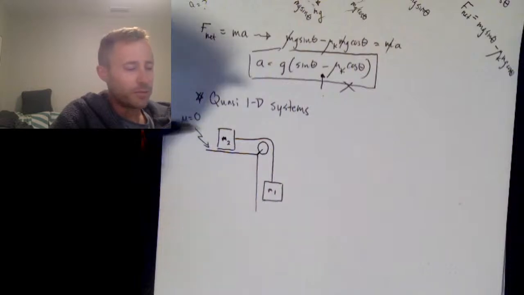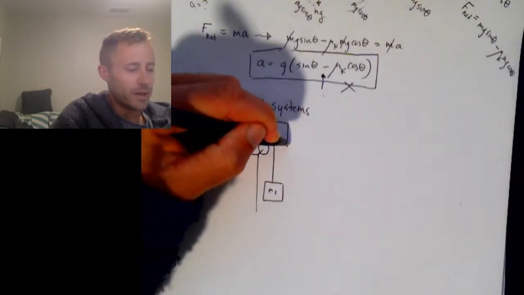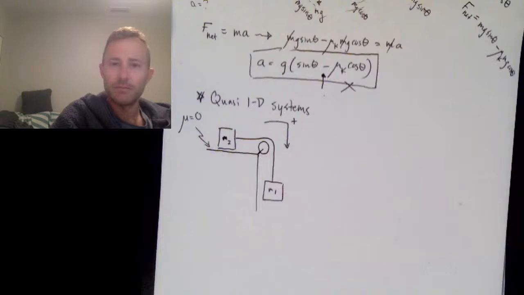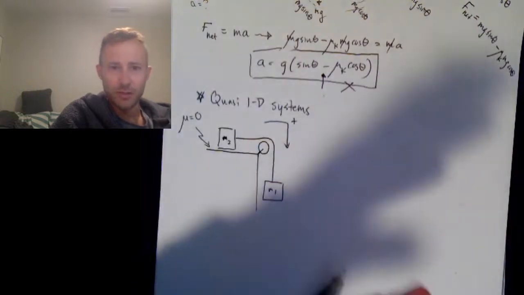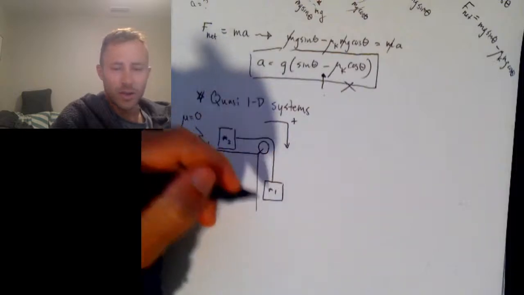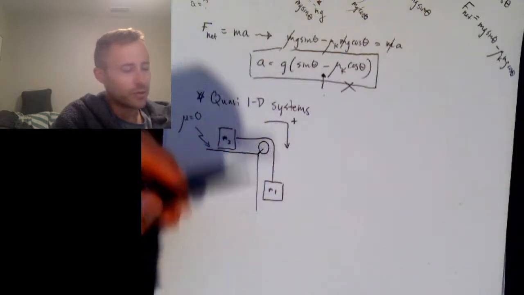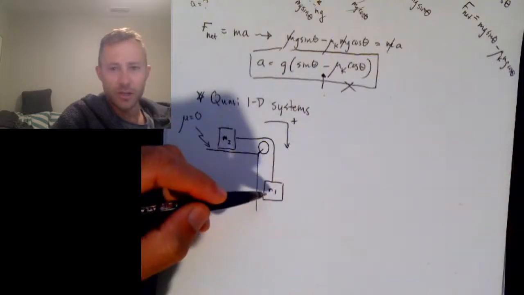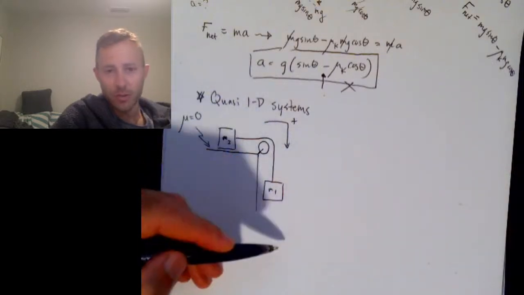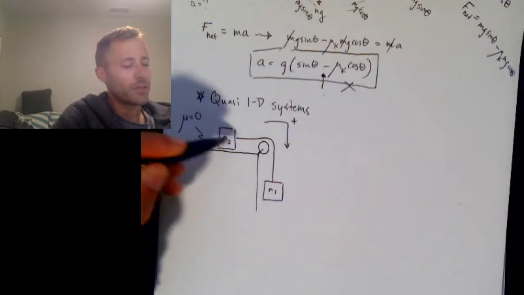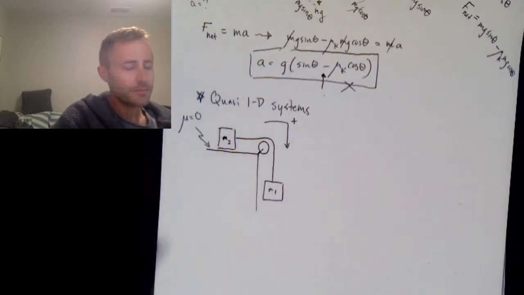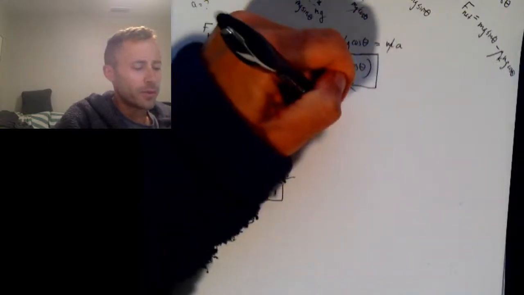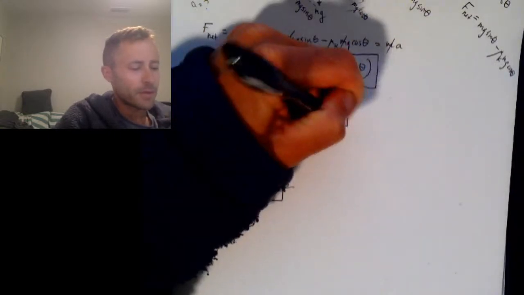What you want to do with this type of system is you want to define a positive direction, a positive sense of motion. So I think it's fairly obvious that M1 is going to drop, and so I will choose this to be the positive sense. So what that means is the positive direction for M1 is actually downward, and the positive direction for M2 is rightward. So let's start off with free body diagrams for M2 and a free body diagram for M1.